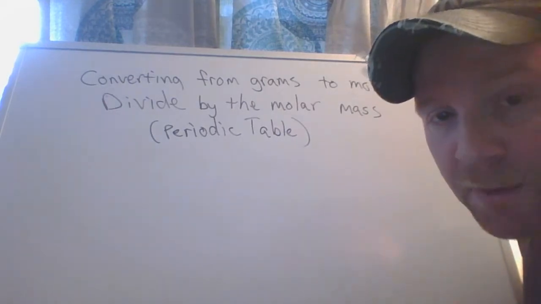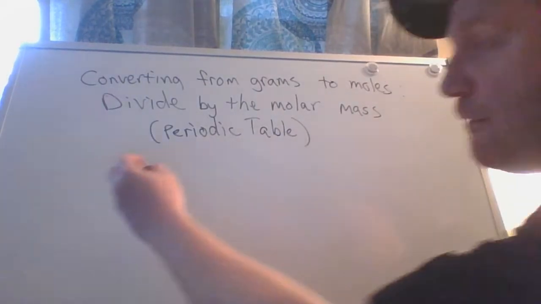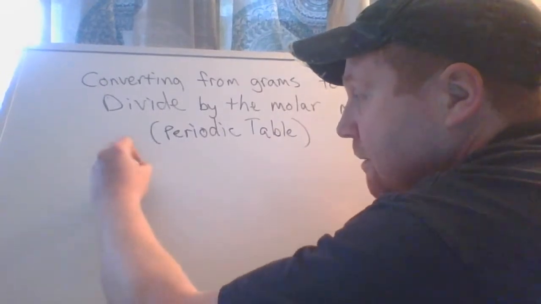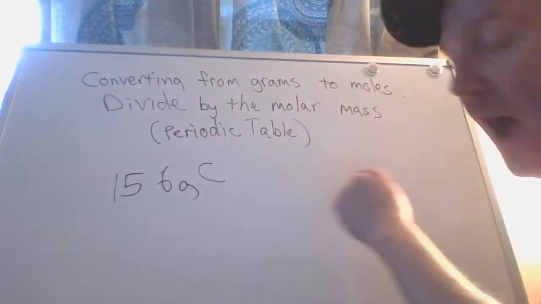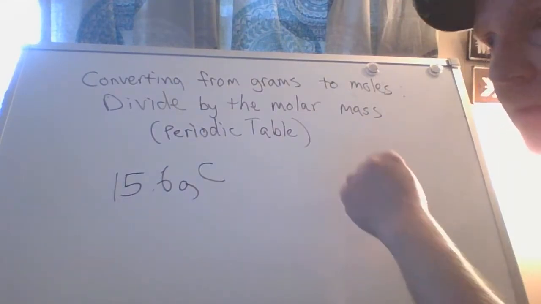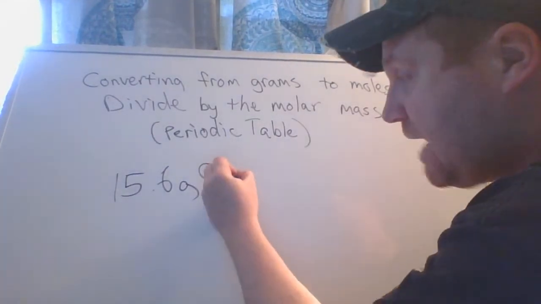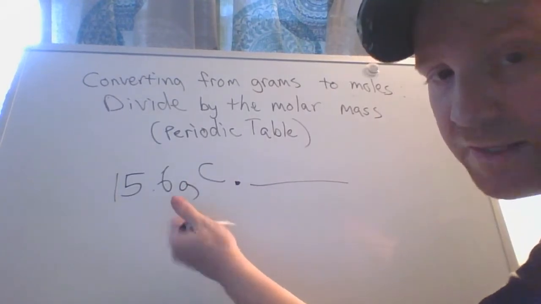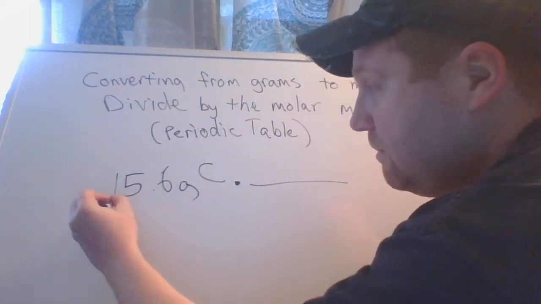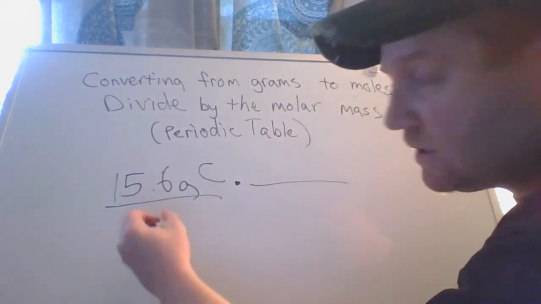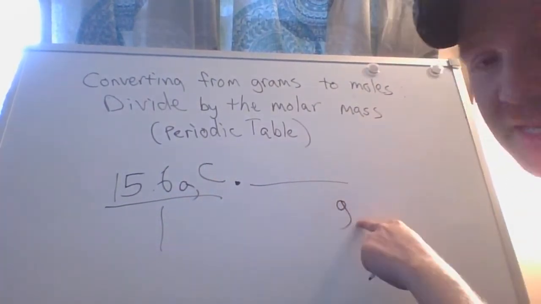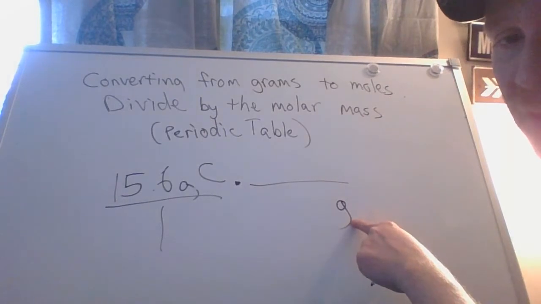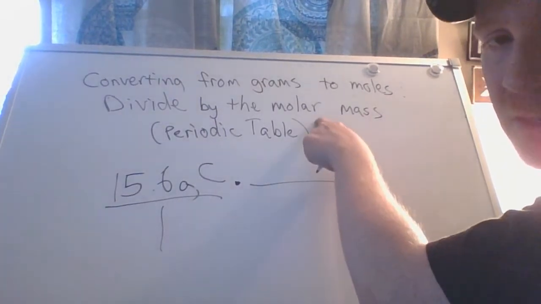But I'm going to start with a number in grams. Let's say I have 15.6 grams of carbon. I want my answer to be in moles. So I'm going to set up a dimensional analysis solution. 15.6 grams over 1. I want my grams to be down here. I'm going to convert from grams into moles using the molar mass.